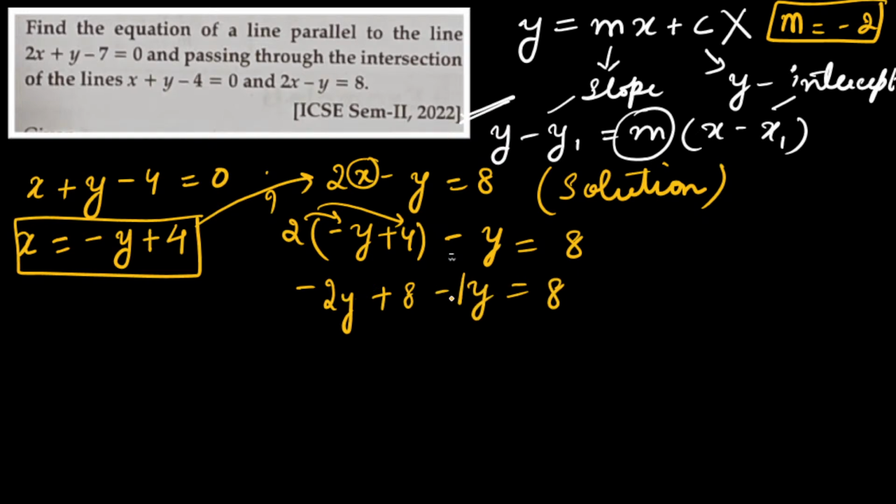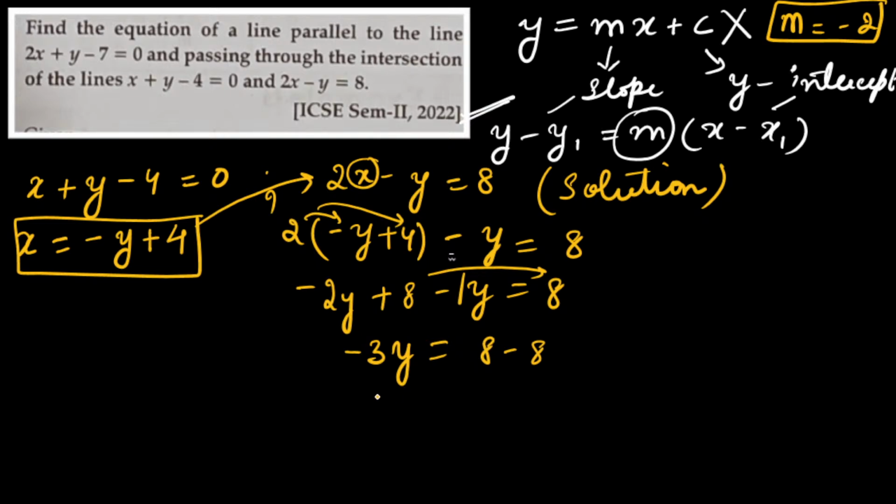So minus 2y and minus y, these are like terms. So like terms we can solve. Minus minus is plus with a negative sign. So minus 3y, and 8 will shift to the other side. If we shift 8 to the other side, it will become minus 8.